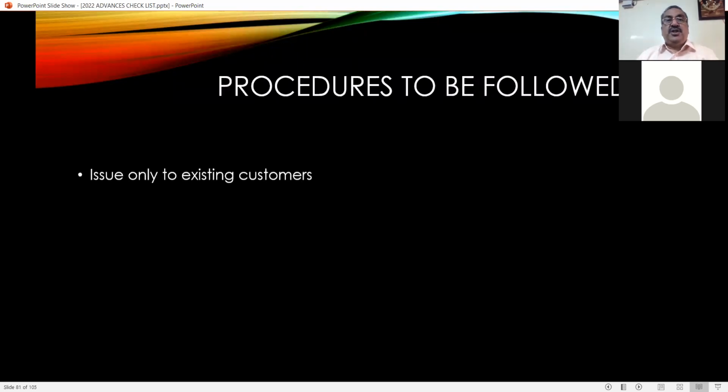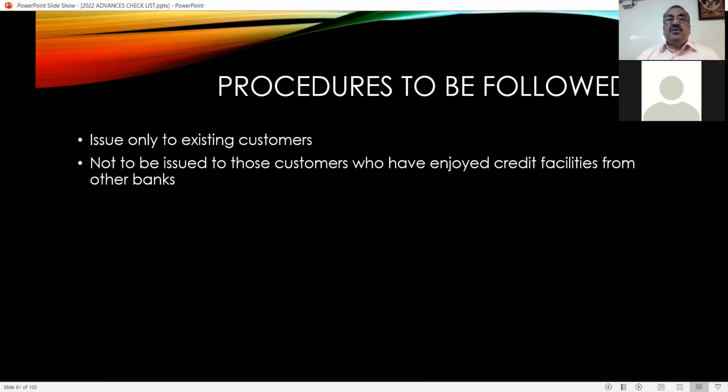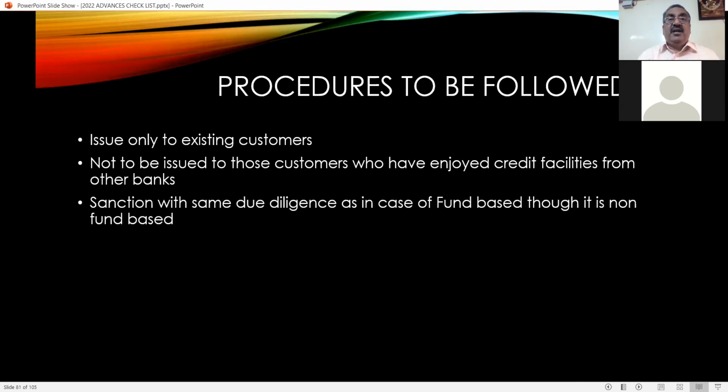What is the procedure to be followed? It has to be issued only to the existing customer. That means a new customer is not eligible to get the bank guarantee. So not to be issued to those customers who have enjoyed credit facilities from other banks. Suppose somebody is enjoying a loan from the IOB, and the customer approaches Bank of Baroda: sir, can you issue a bank guarantee? No. Since you have enjoyed the credit facility with IOB, we are not issuing the bank guarantee. The concept is you should not have enjoyed any credit facilities from any other bank.